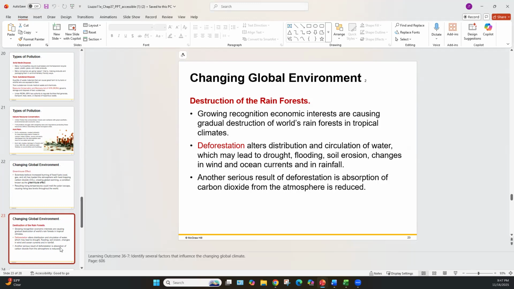Deforestation alters distribution and circulation of water, which may lead to drought, flooding, soil erosion, and changes in wind and ocean currents and in rainfall. Another serious result of deforestation is that absorption of carbon dioxide from the atmosphere is reduced. The trees absorb carbon dioxide and then push out oxygen, and that's called photosynthesis. This is a critical part of life on Earth, right?